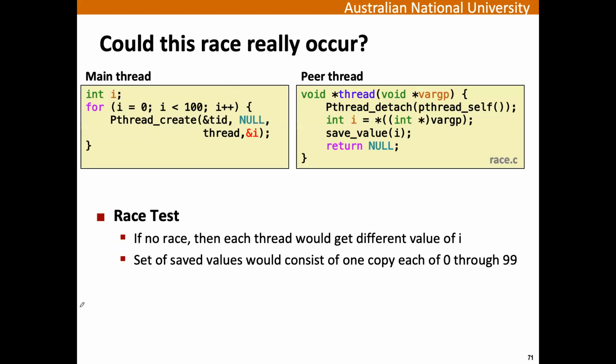And the way we fix that, so the question is, does this really happen? We are going to see some empirical data on different machines, and we'll gain some insight into the behavior of races. If there's no race, then each thread would get a different value of i. So we'll see unique i values on the output. And the values that we save, let's say in a file, after running this program, would go through 0 through 99.